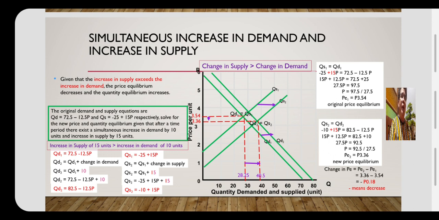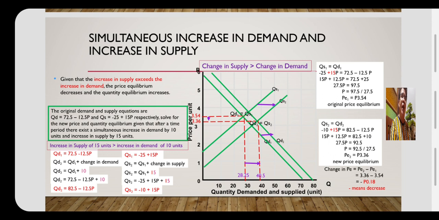Now, bringing those terms with P to the left side of the equality sign and the whole numbers to the right side, we now have 15P plus 12.5P equals 72.5 plus 25. Now, to add the coefficients of P, 15 plus 12.5 is 27.5. So the coefficient now of P is 27.5. And adding the whole numbers, 72.5 plus 25 becomes 97.5. So that is 27.5P equals 97.5.